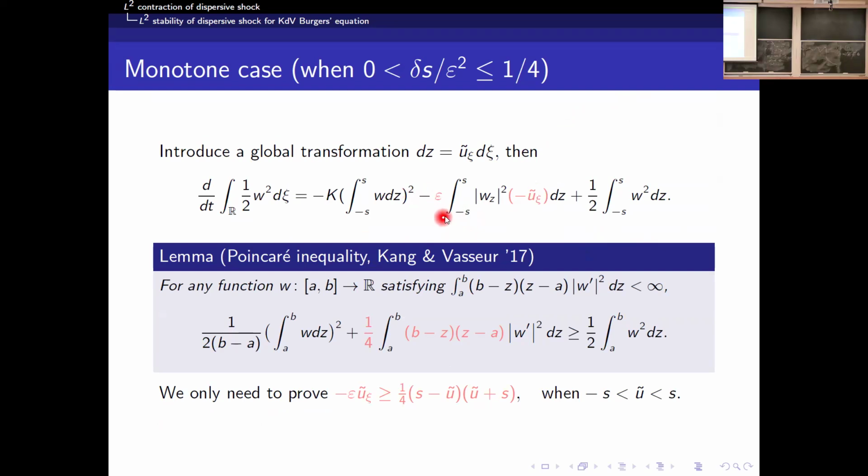There should be a positive sign. Okay, I'm sorry, because there's negative sign. Yes, this is a good term. Yes. So this is what we have.